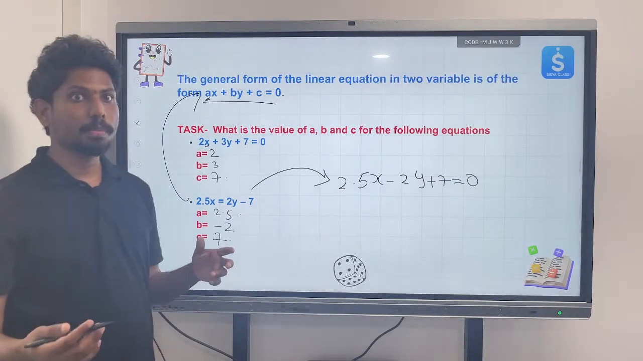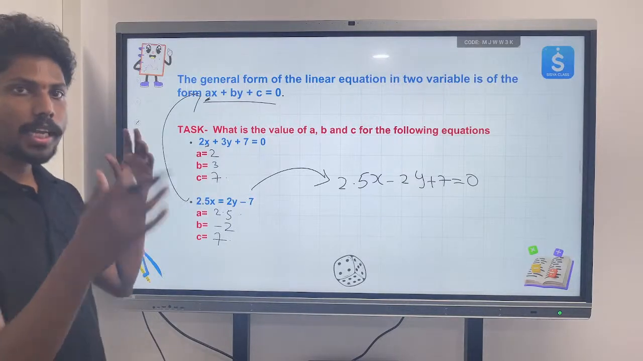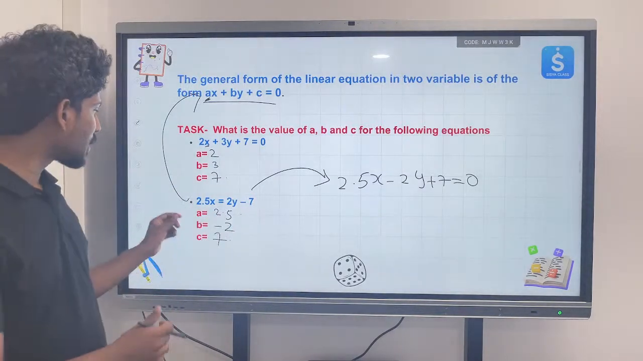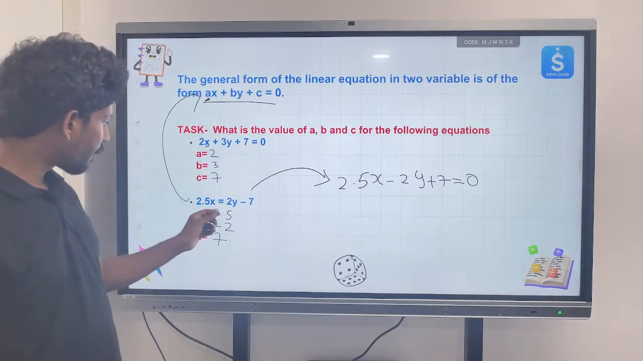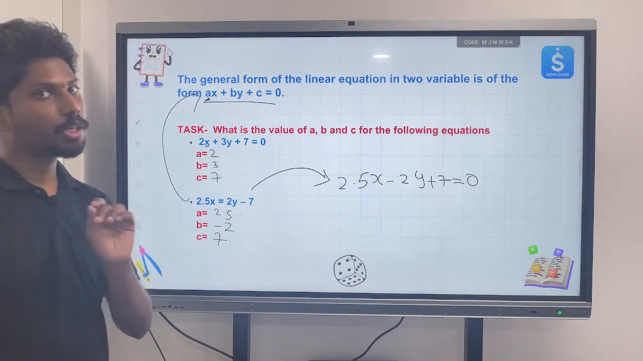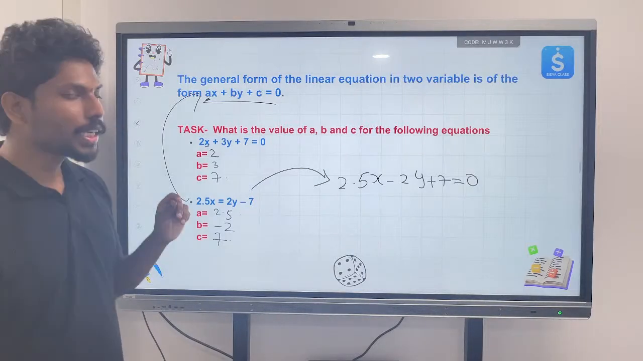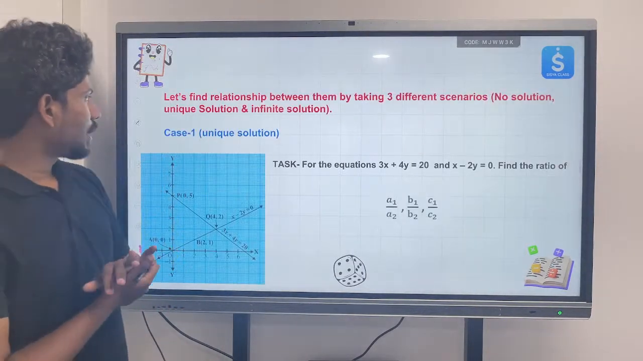Suppose in the question paper they have given you this sort of equation. Don't be in a rush to just write the answers, 2.5, 2, minus 7. Then you'll get 0 marks, right? You need to first convert into the general form and then write the values of ABC, right? You need to be conscious enough to do this, okay? Now, let's understand this.